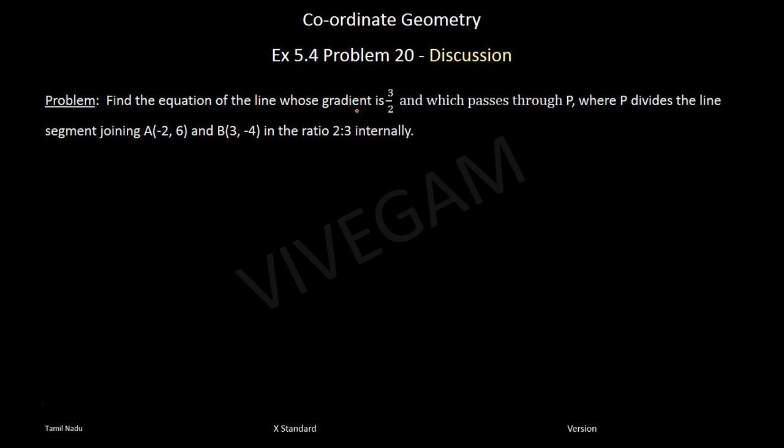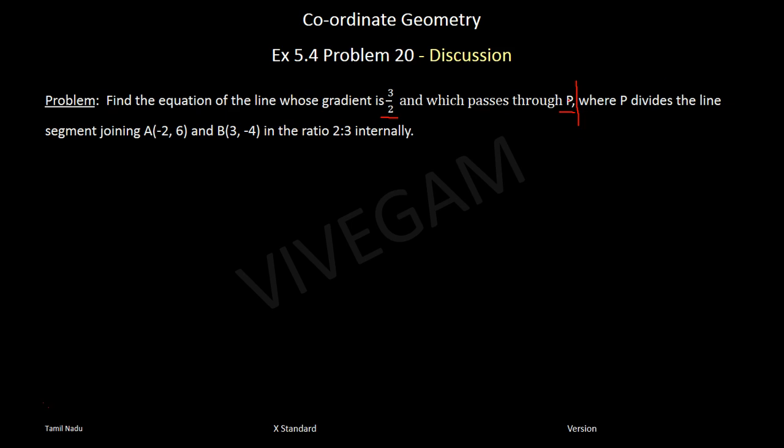You're asked to find the equation of a straight line whose gradient is 3 by 2. So the slope of the required line is 3 by 2 and it passes through point P. Which means you can use the slope point form and calculate the equation of the straight line. But the problem is the point P they have not given you directly. So this is one half of the problem. This is to find the straight line.